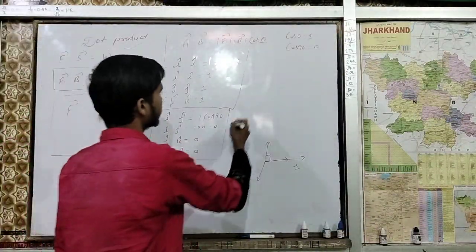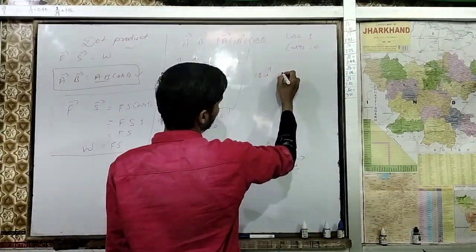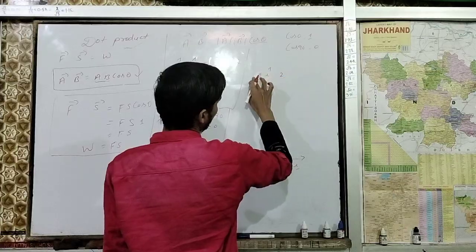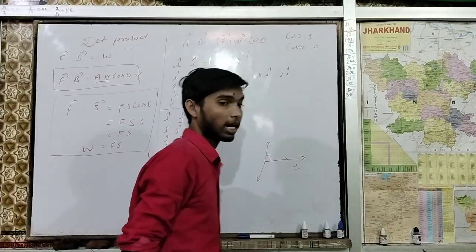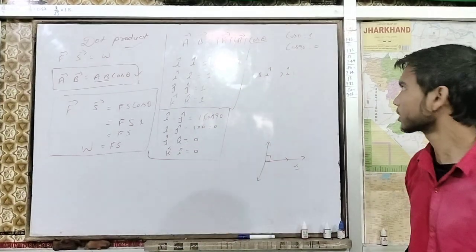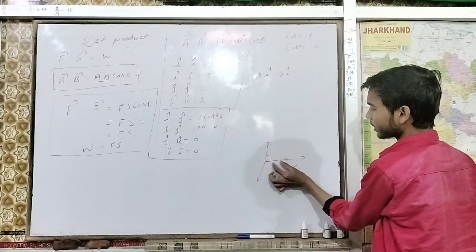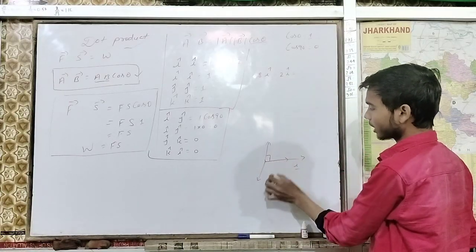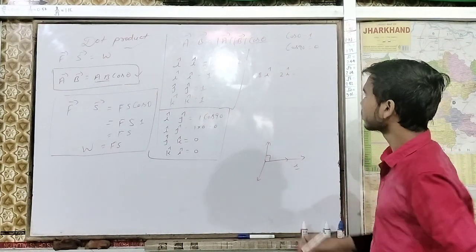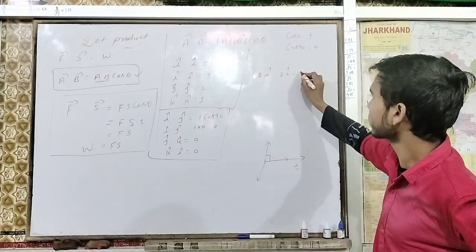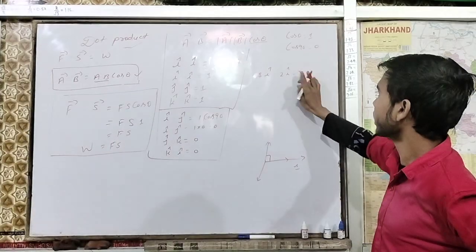Now let's take some examples. We have 8i cap into 2i cap. So 8i cap, an object moved 8 in this direction, and again 2 more in this direction. So the magnitude of this vector is 8 and the magnitude of this vector is 2. It is becoming 16.